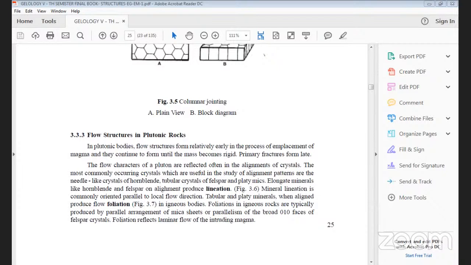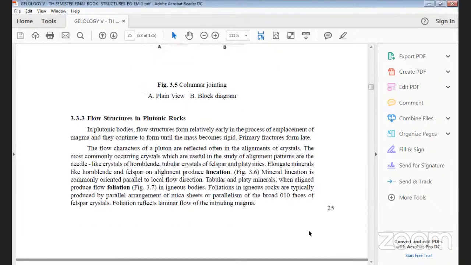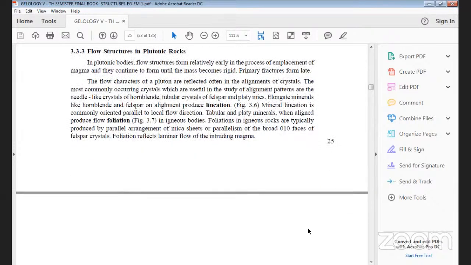The mineral lineation is commonly oriented parallel to the local flow direction. The tabular and platy minerals, when aligned, produce flow foliations, in particular in the igneous bodies. Foliations in igneous rocks are typically produced by the arrangement of mica, parallel to the broad 010 face we see in feldspars. This foliation reflects the laminar flow of the intruding magma.